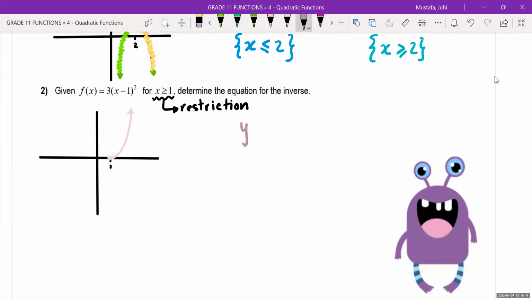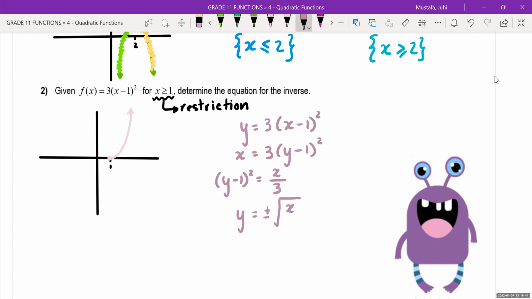We're going to go y is equal to 3(x minus 1) squared. x is equal to 3(y minus 1) squared. I'm going to divide both sides by 3 and move everything around. So it's going to be (y minus 1) squared is equal to x over 3. I'm going to take the square root of this. And in the past, when we took the square root, we would write plus and minus the square root of x over 3, plus 1.